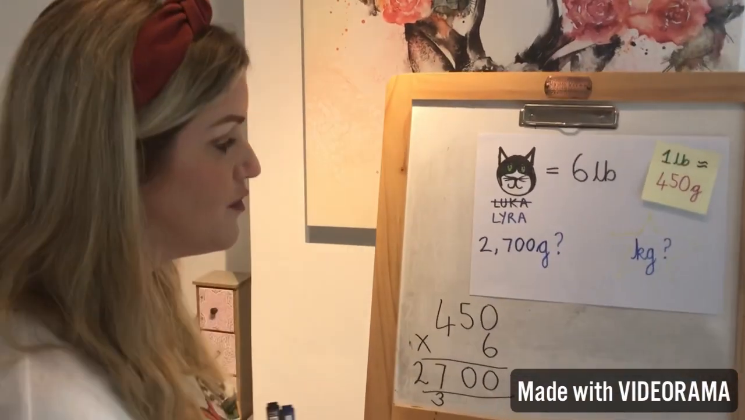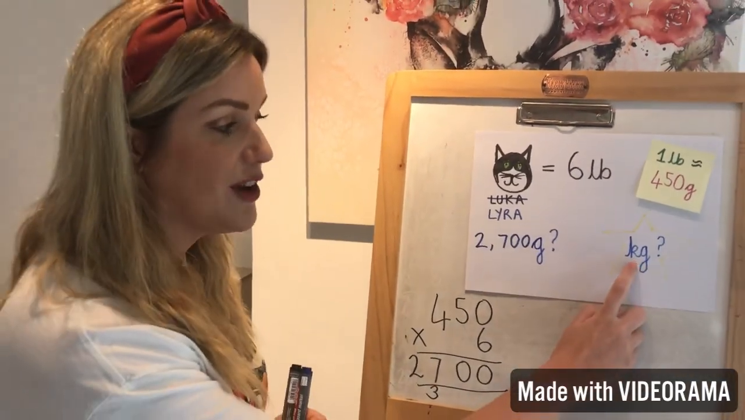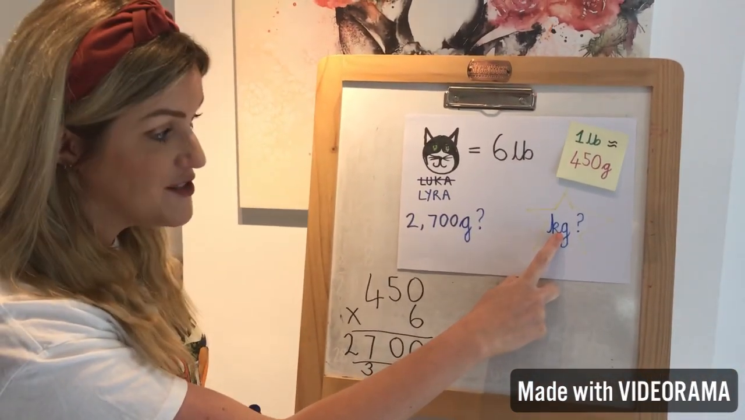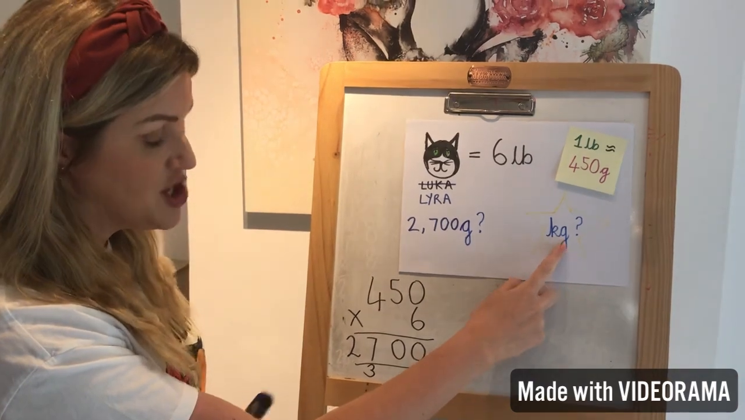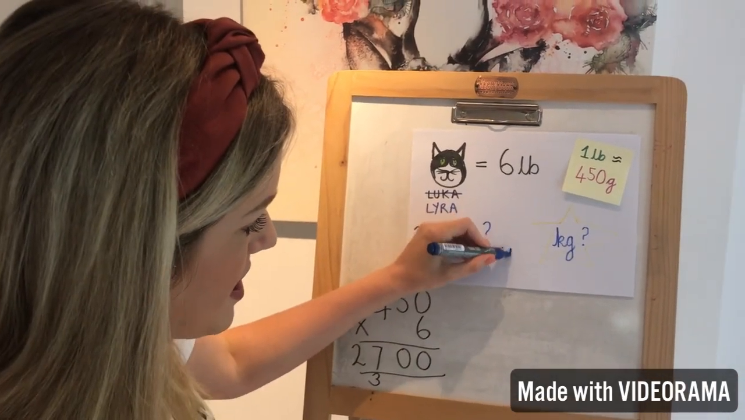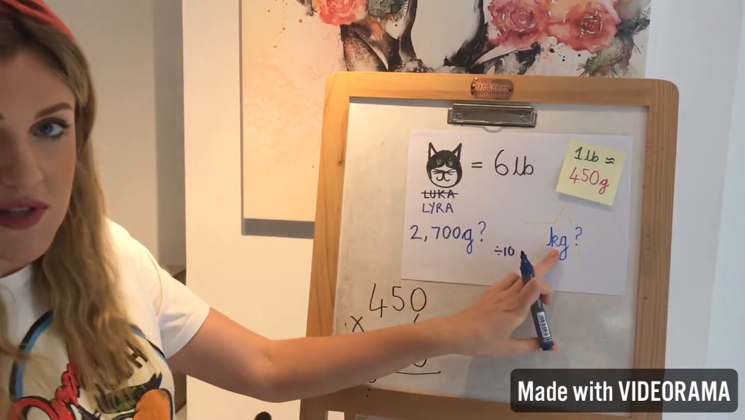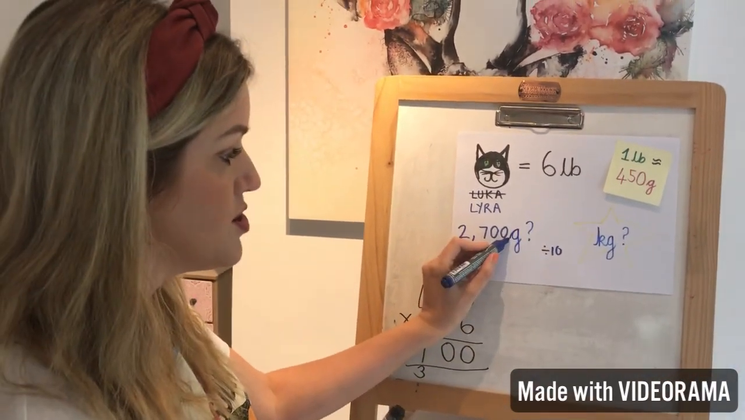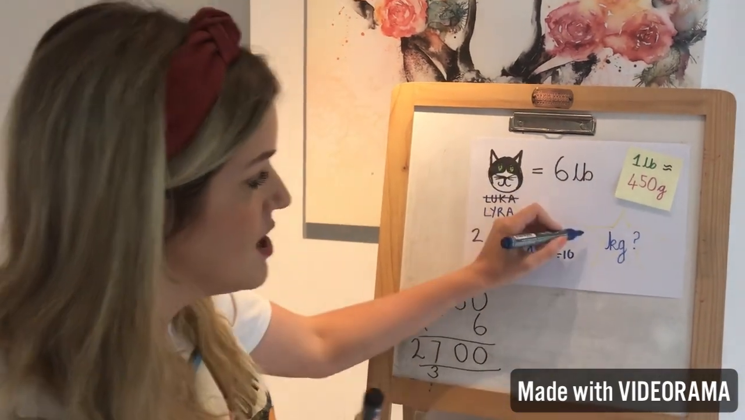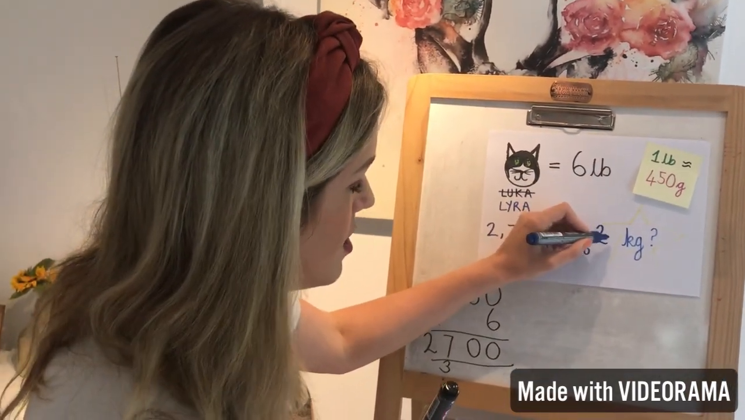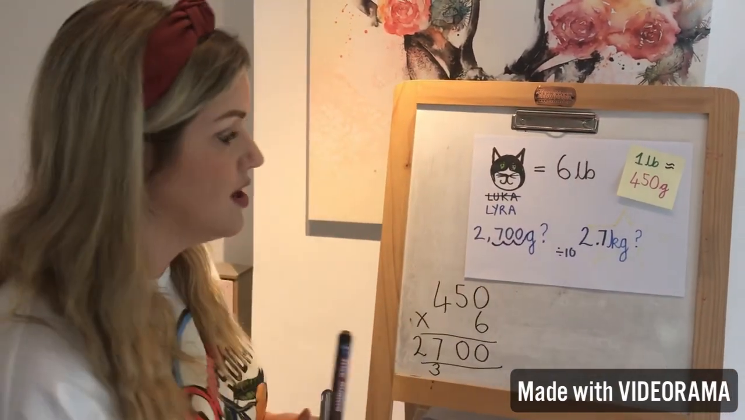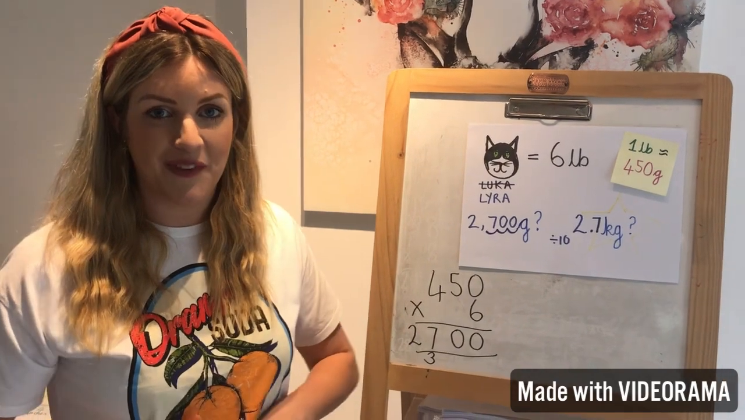Now, if we were converting that into kilograms, we're getting bigger, so we have to divide, and our magic number is 1,000, because there are 1,000 grams in a kilogram. So I'm going to use my place value knowledge. 1, 2, 3. So Lyra is 2.7 kilograms. Okay, I wonder if you got that right.